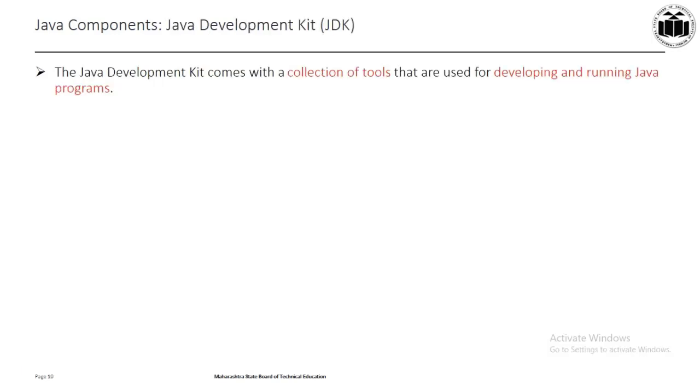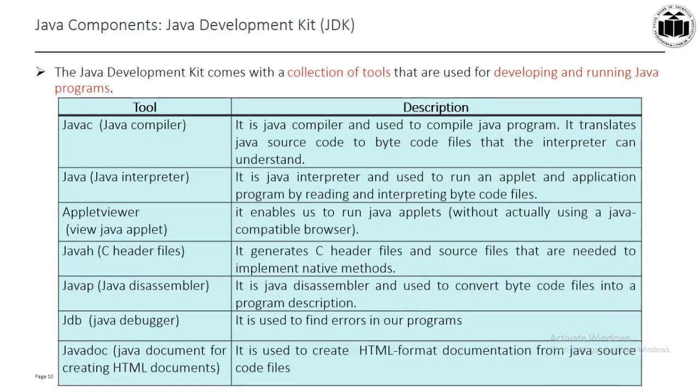Second component is Java Development Kit, that is JDK. The Java Development Kit comes with collection of tools that are used for developing and running Java programs. So there are 7 tools. First, Java compiler. It is used to compile Java program. It translates Java source code to bytecode.